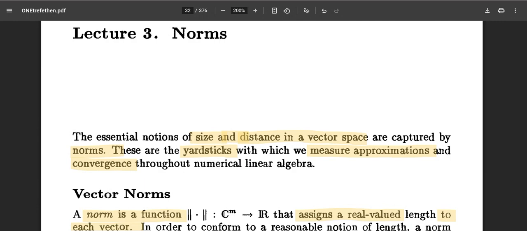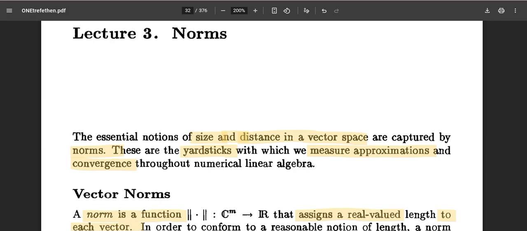This concept is related to norms, which help us understand the distance between two vectors in a vector space, and how the size of a vector in an m-dimensional vector space can be defined and intuited. It also helps us understand how an algorithm computing an approximation of the true solution can be assessed, since the yardstick between the approximate solution and the true solution can be measured through this concept of norms.